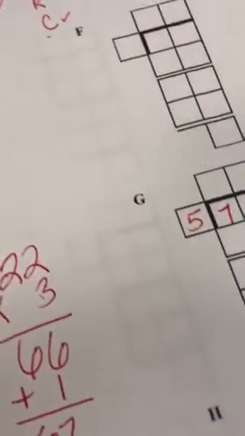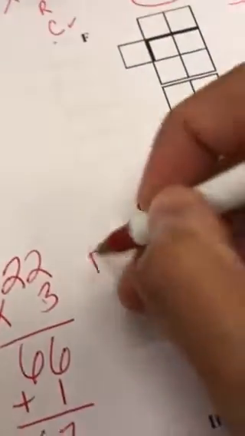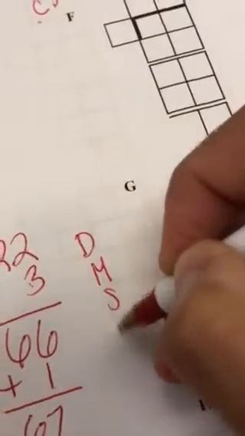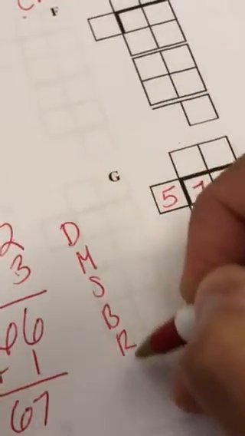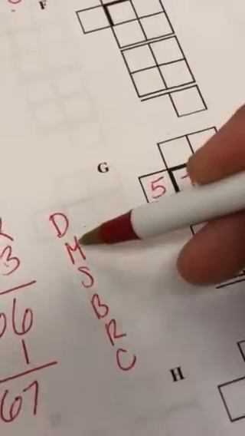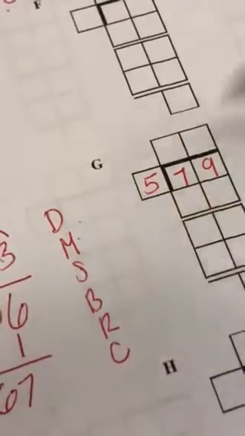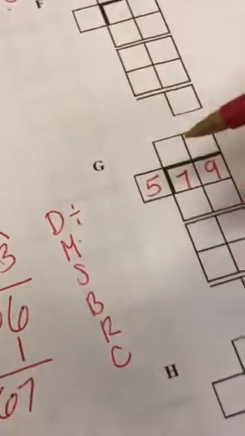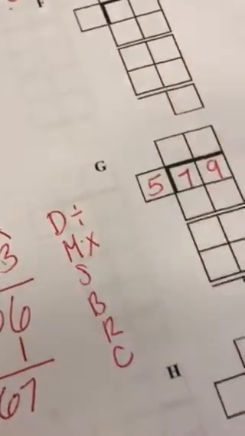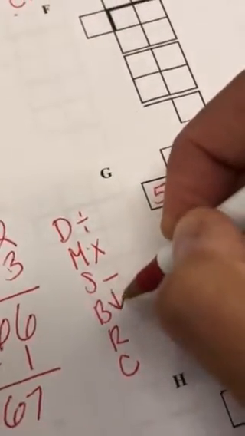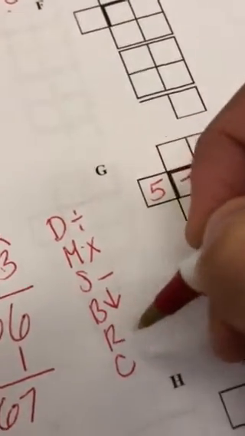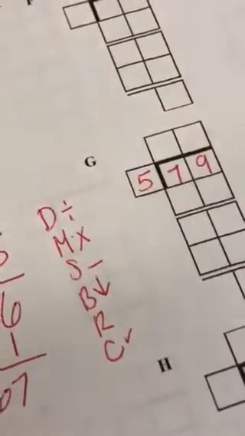Let's go ahead. Tell me our letters on the side so we can remember it. Dirty monkeys smell badly, really check. And let's draw our symbols. What's the first symbol? Division. Next symbol? Multiplication. Next one? Subtraction. Next one? Bring it down. I skip the remainder and then we check it.